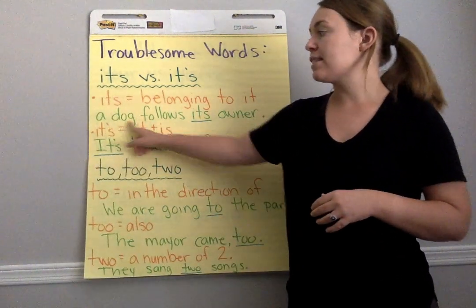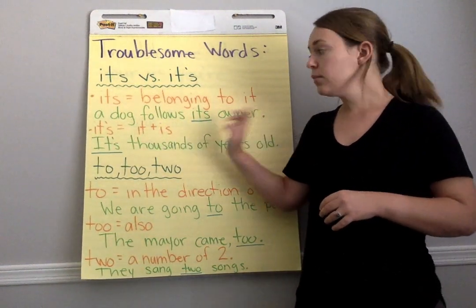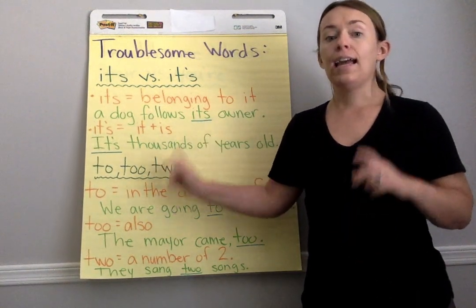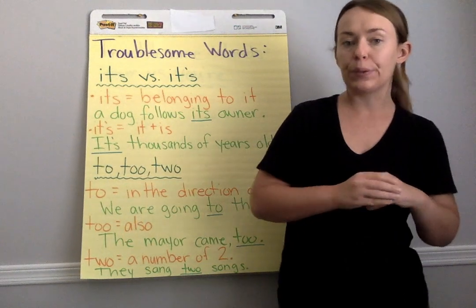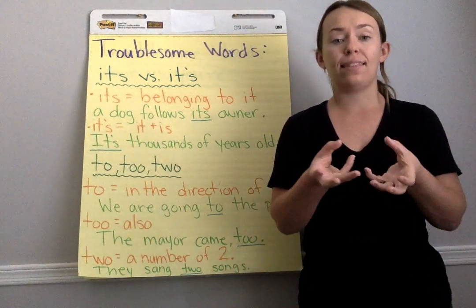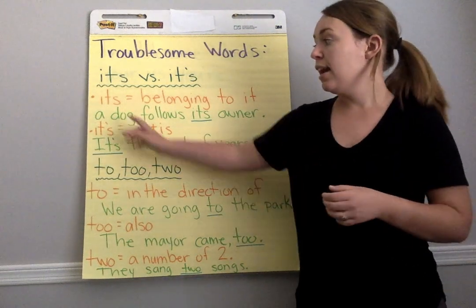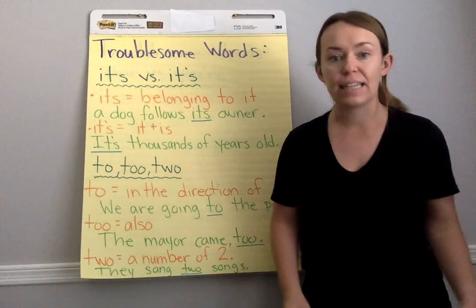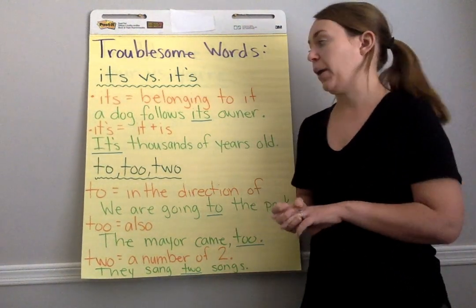So we're going to start with this sentence. A dog follows its owner. Notice I put the one without an apostrophe here. Now, if I don't understand which one I want to use, I'm going to plug in that contraction and see if the sentence still makes sense. A dog follows it is owner. That doesn't make sense, so we don't want the contraction in this sentence, okay?